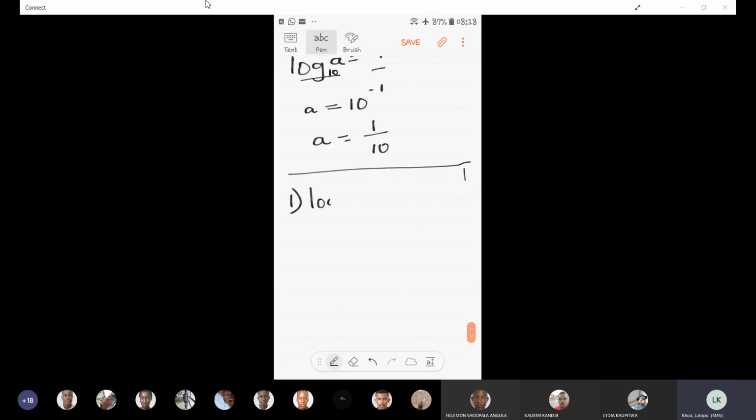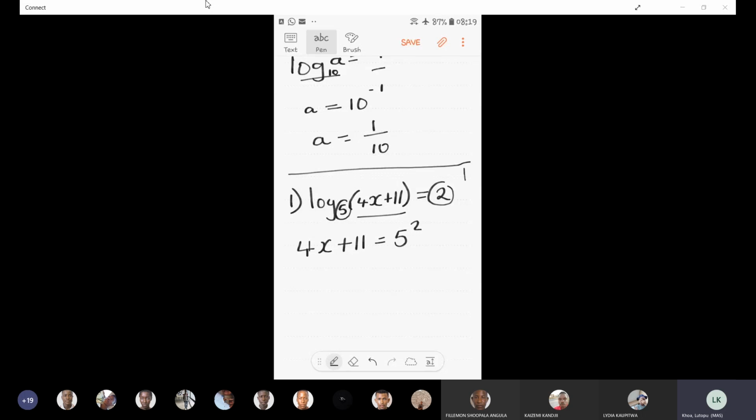So the first one is log base 5 of 4x plus 11, and this is equal to 2. Okay, so to solve this one, what you do is just rewrite it in exponential form. In exponential form, base to the power of the exponent is equal to the argument. So I have 4x plus 11 equal to 5 to the power of 2.